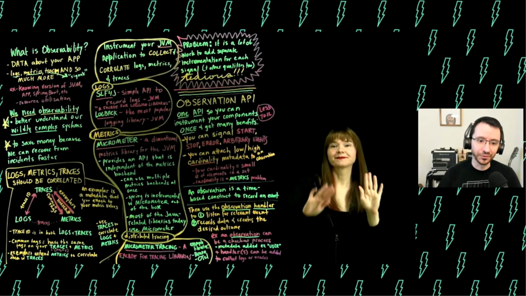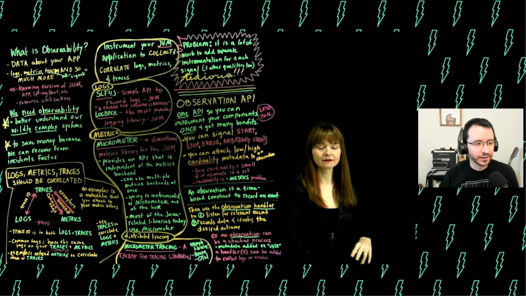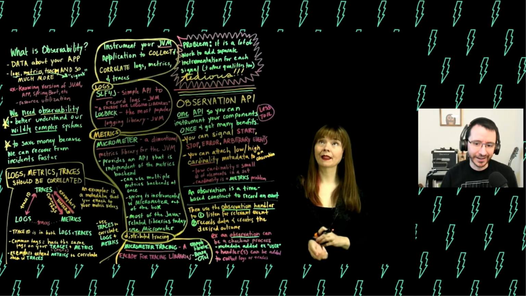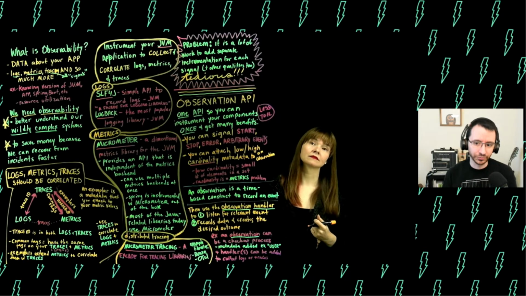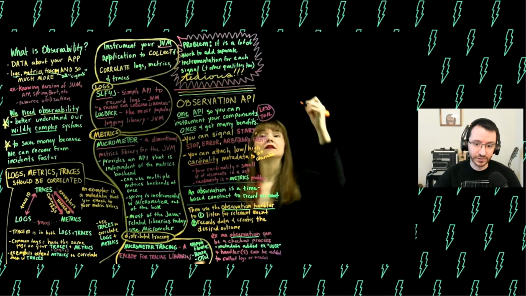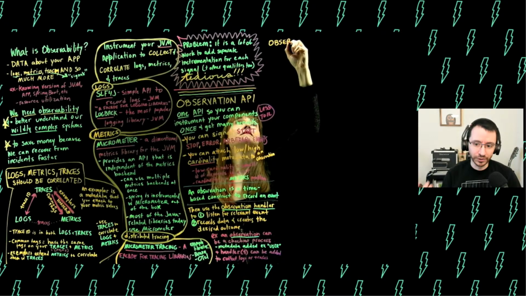The first thing I want to talk about is called the observation predicate. It is also part of the observation API. The problem it is trying to solve is this: let's say you have a third-party component instrumented with the observation API, and it records observations. What if you don't want that observation?